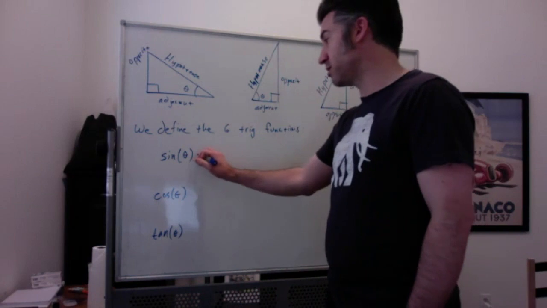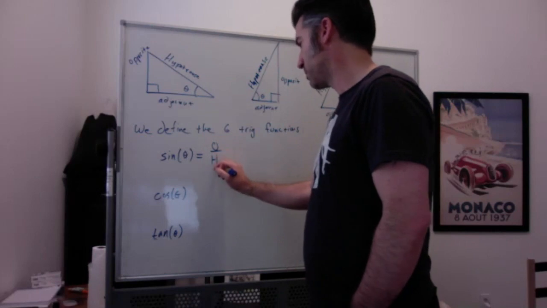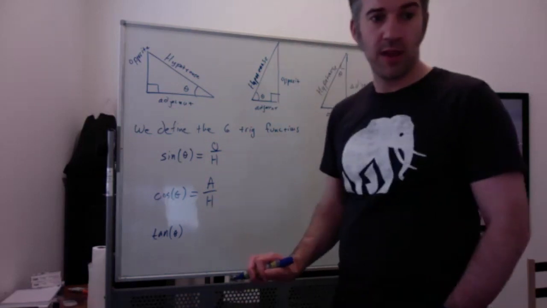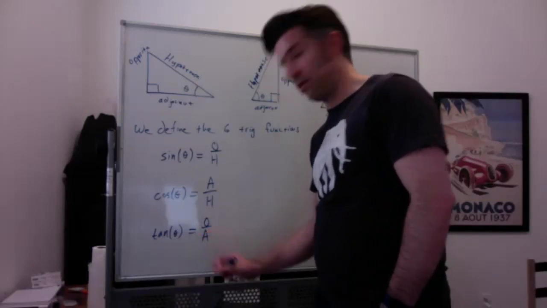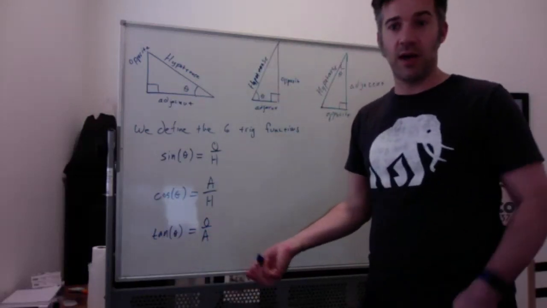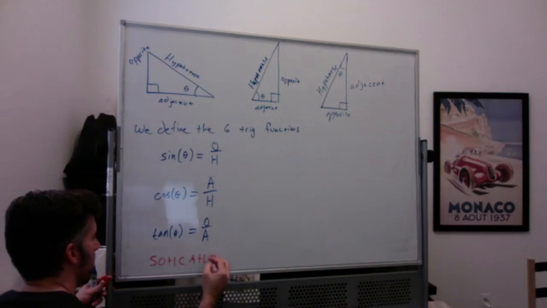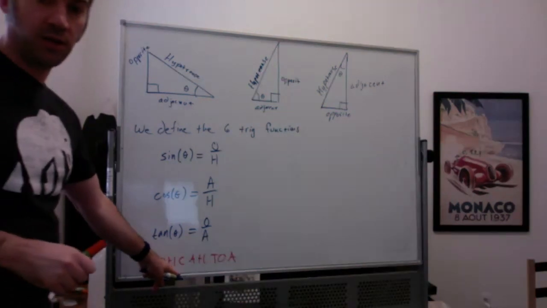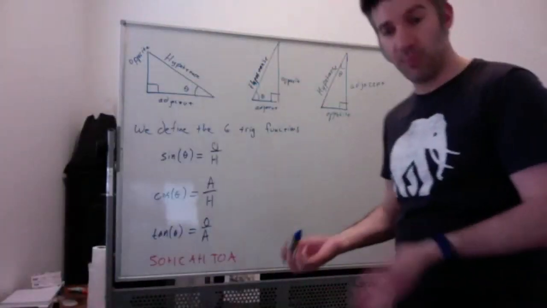So sine is defined to be the opposite over the hypotenuse. Cosine is defined to be the adjacent over the hypotenuse, and tangent is defined to be the opposite over the adjacent. And then you may recognize this gives us a mnemonic device people are maybe familiar with, SOHCAHTOA. It's the way people often remember that sine is opposite over hypotenuse, cosine is adjacent over hypotenuse, tangent is opposite over adjacent. And then we have the reciprocal trig functions.